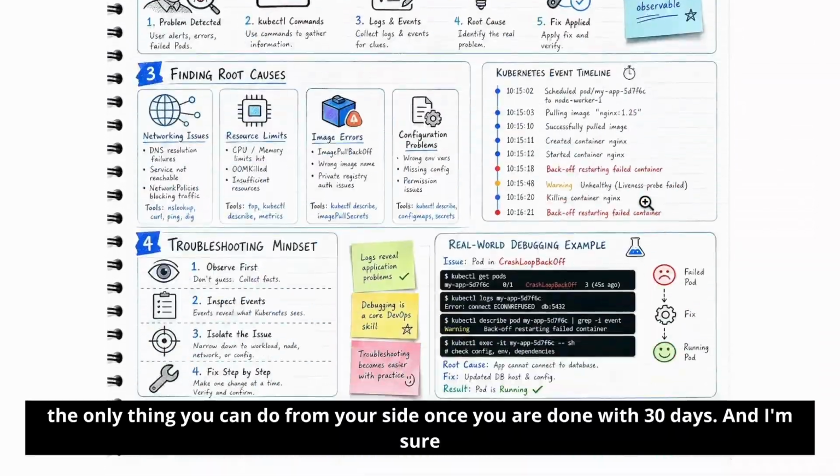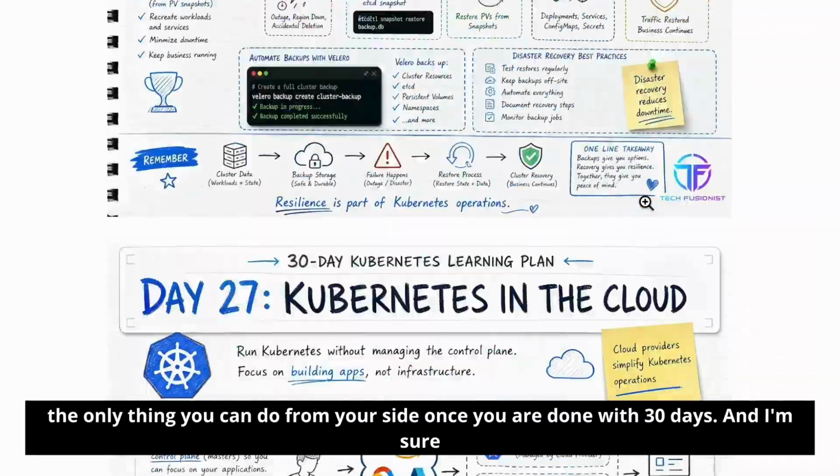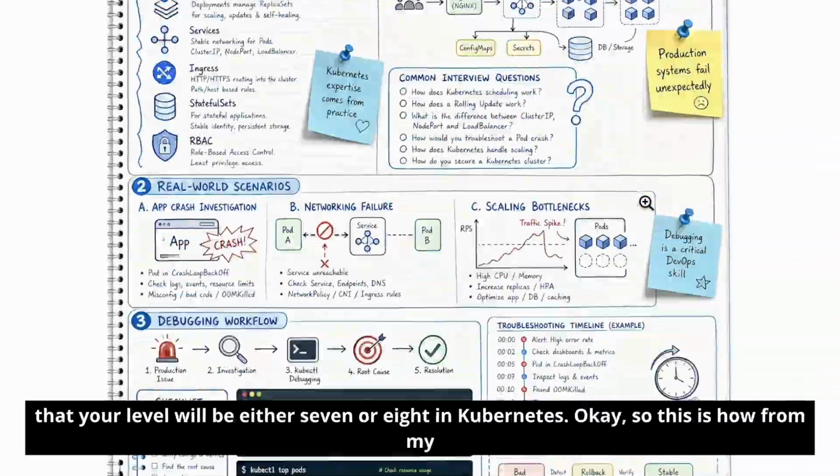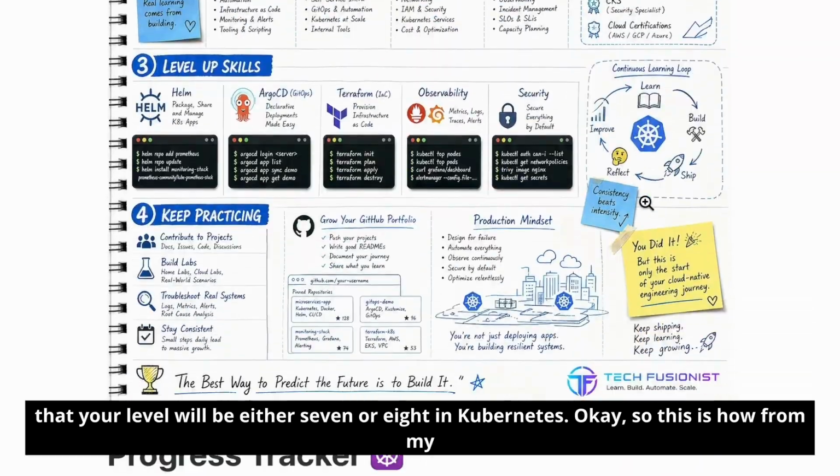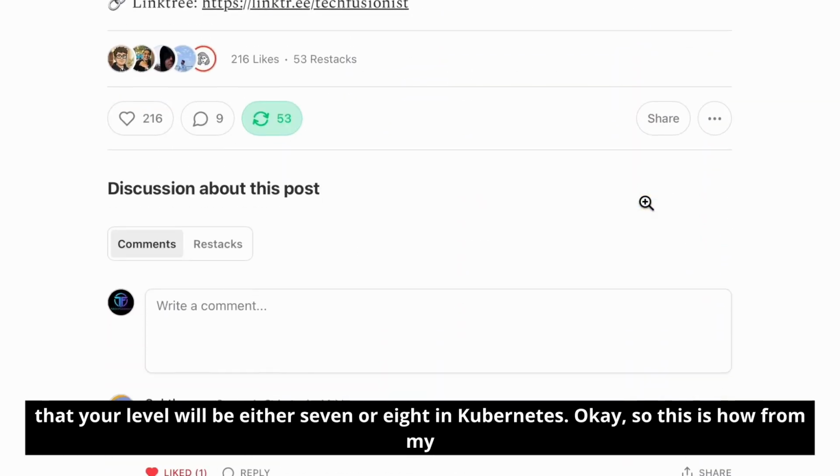That is the only thing you can do from your side. Once you are done with 30 days, I'm sure that your level will be either 7 or 8 in Kubernetes. Okay, so this is how from my side.